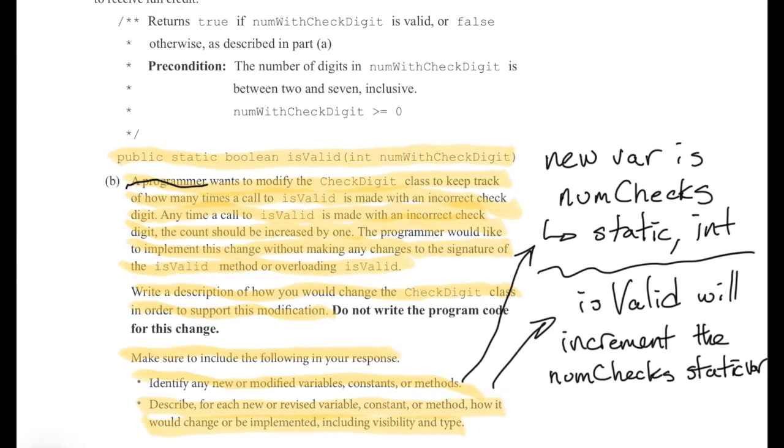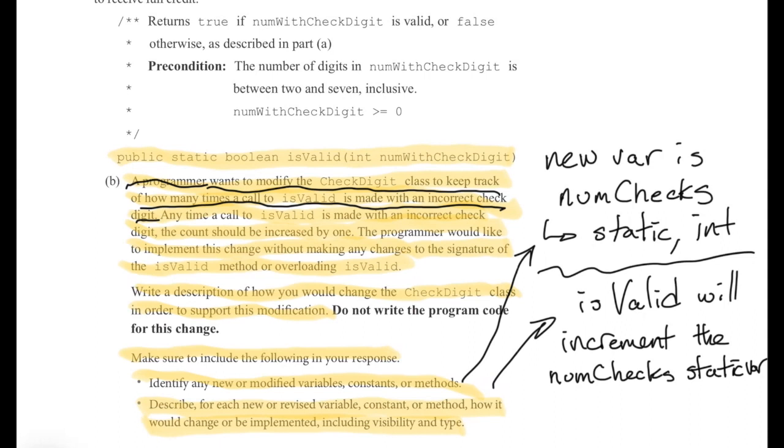Now you might be like, hey, Mr. Booth, you just said we can't have any state saved. And what I'm saying is, CheckDigit is really just a utility class. Let's see, what is it we're trying to do? The programmer wants to modify the CheckDigit class to keep track of how many times a call to isValid is made with an incorrect check digit. Yeah, so they're not saying for any particular number, they're just saying in general. And since this utility class, CheckDigit, uses only static methods, and in general it's checking every time you pass in a number with a check digit, we can really do exactly what I'm saying here.